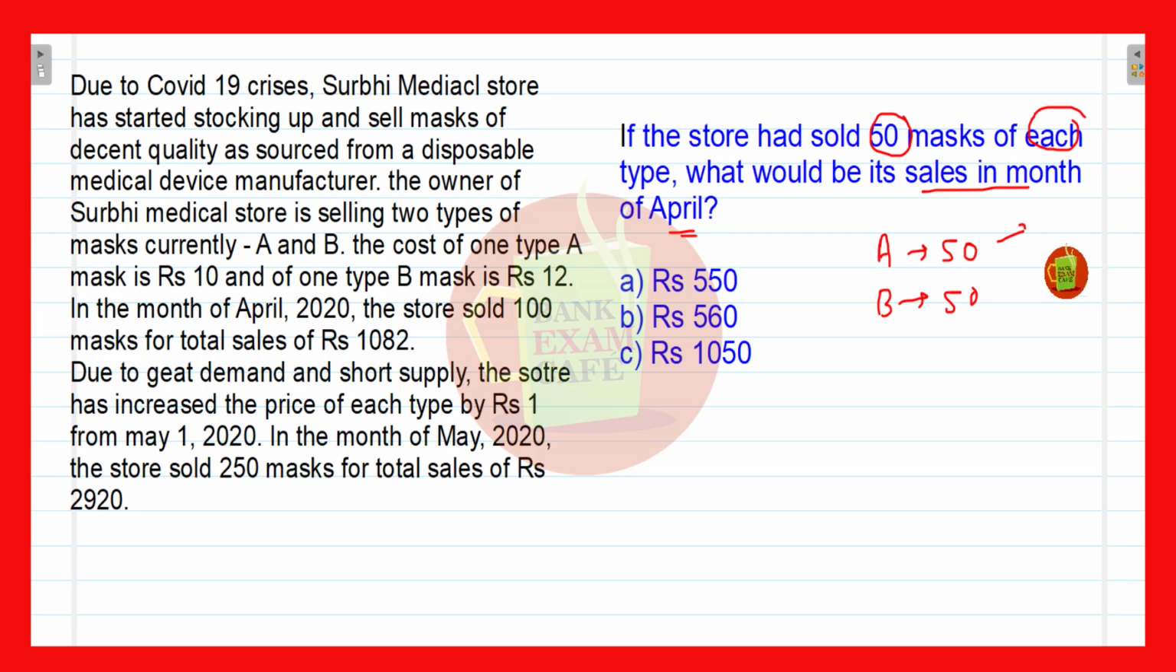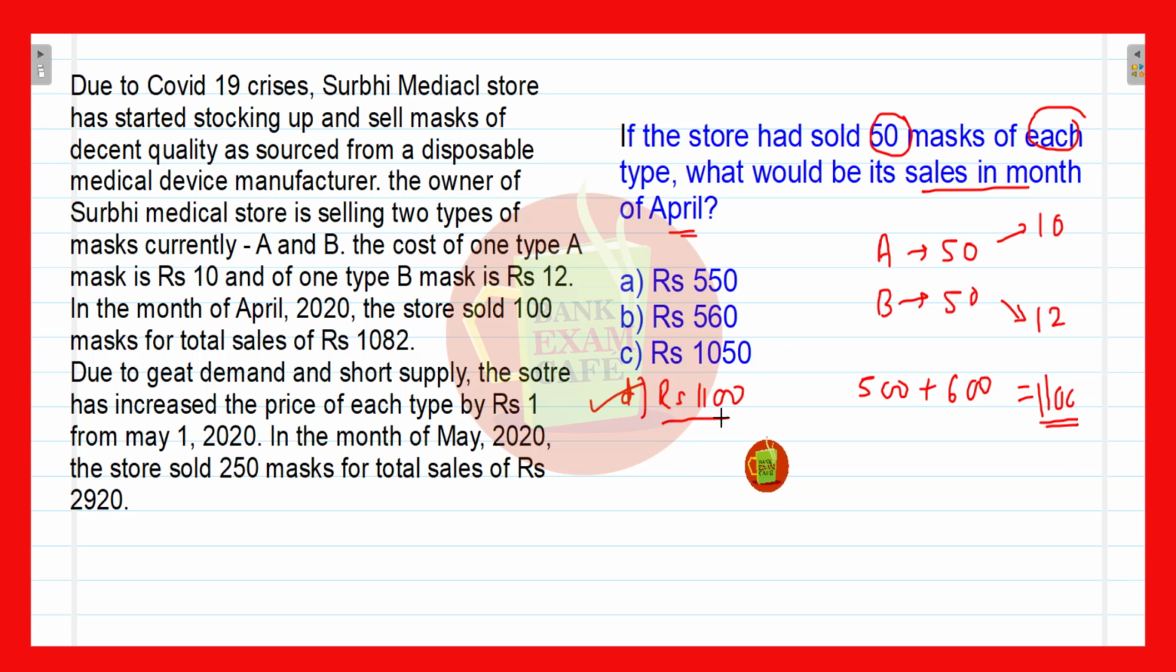In the month of April, the cost of each type A mask was 10 and the type B mask cost was 12, and therefore the total cost will be 50 into 10, that will be 500, plus 50 into 12, that is 600, so the total will be 1100, and therefore the correct option should be, here the D option is not written, D option is rupees 1100.